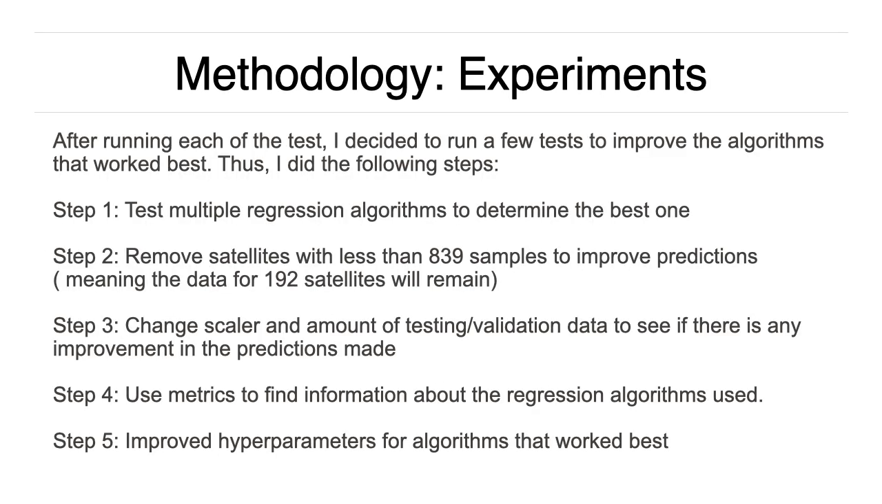So after I ran that code, I decided to make some changes and try to improve the algorithms. So first, I tried to test out multiple regression models to determine which one was the best. Then afterwards, I removed satellites to determine which ones I needed to see if I can improve the predictions and see which two were the best. And then after that, I changed the scaler and the amount of testing and validation to see if there were any improvements for the two that I thought were the best. Afterwards, I also used metrics to find information about those two, and then finally tried to improve the hyperparameters for those two algorithms that I thought worked best.